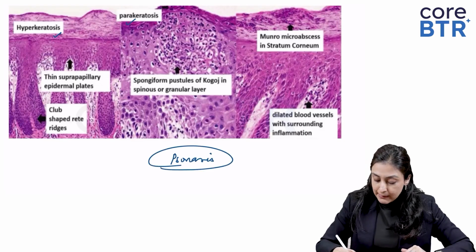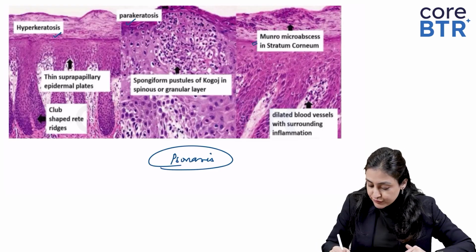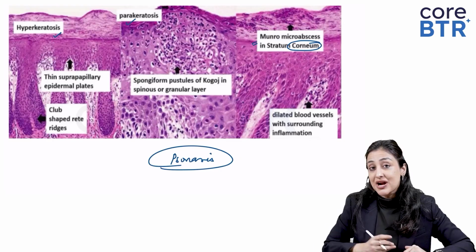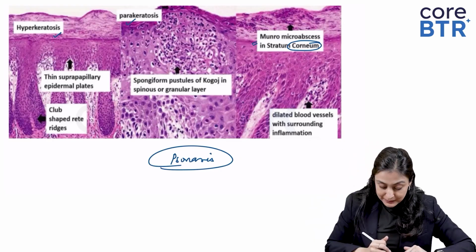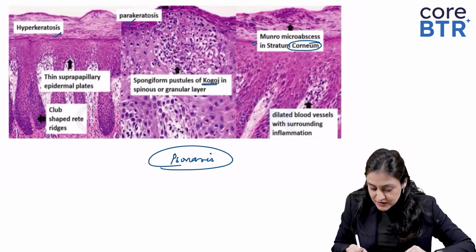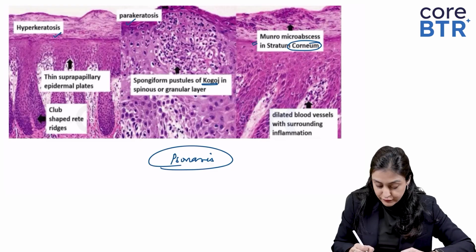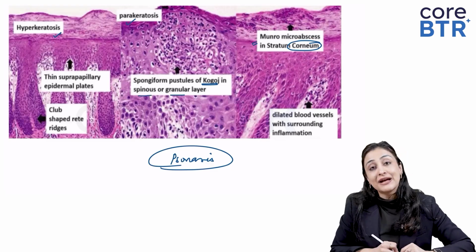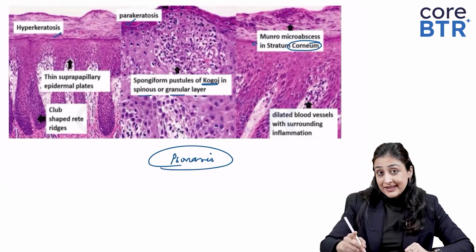Then what do I see? Munro's microabscess, neutrophils, and where is it? This is in the stratum corneum. So that means there must be some other pustules also. So those are called Kogoj's pustules, which are again neutrophils, which accumulate either in the spinosum or granular layer, right?